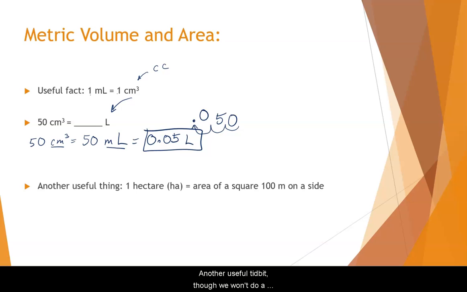Another useful tidbit, though we won't do a problem with it now, is 1 hectare is an area of a square 100 meters on a side. This should make sense because hect is the unit meaning 100 meters. Before going to the next slide, I wanted to point out one more thing. When we talked about area, we had to double the number of hops, but that was when we were going from a square unit to a square unit. Here, where we're going just from milliliters to liters, this is already a capacity, but it's not a unit squared or cubed. That means we didn't need to increase the number of hops.